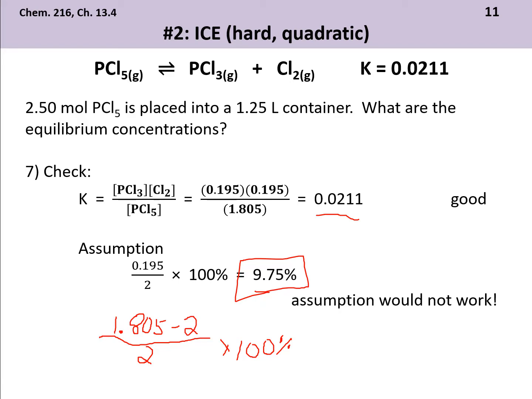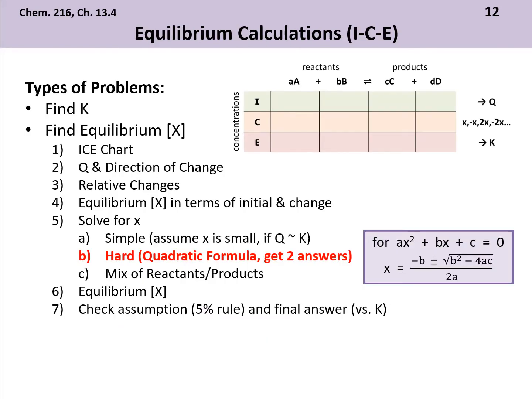Remember, we don't necessarily have to do this. All we need to do is make sure Q and K are both small before we actually say, hey, can I do that assumption? In this case, we could. Okay, so that is a hard way. You can see, I hope, why we like to make the assumption if x is small, right? Because quadratic is tougher, okay?